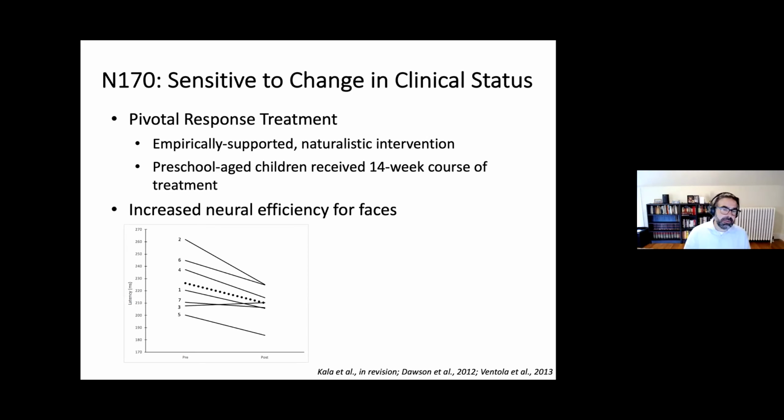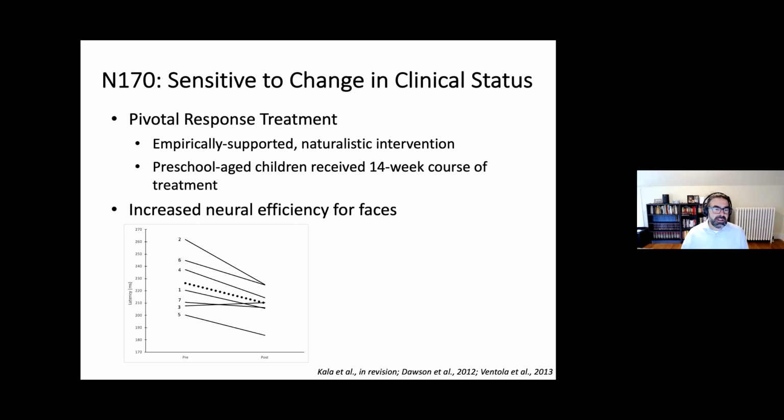And I say these data are preliminary because the sample is so small, because we weren't able to do elegant things like have a placebo. You can't really do a placebo control for this, but have a treatment as usual condition or a waitlist condition. So these are not strong data, but they are consistent with what we would think.